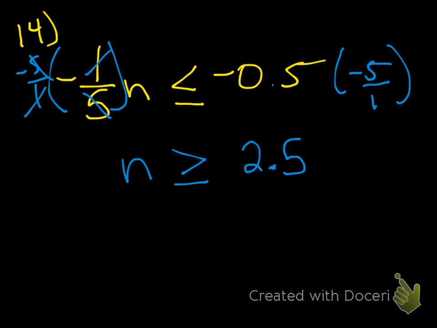2.5. So that means your graph has to be an open circle and greater than going that way. Remember, that's a positive 2.5.